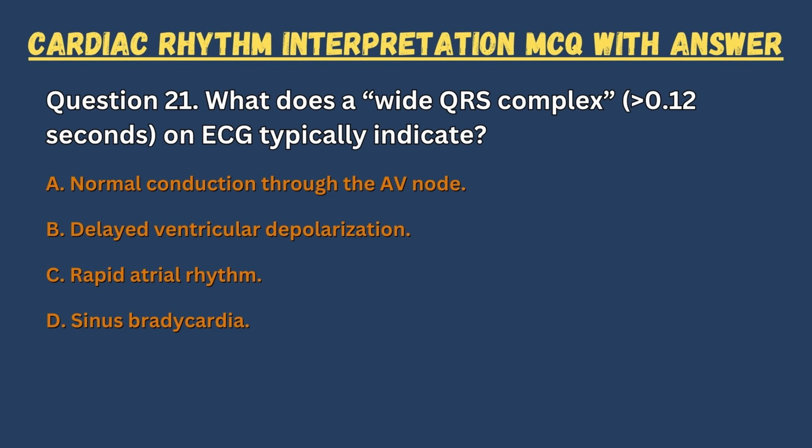Question 21. What does a wide QRS complex greater than 0.12 seconds on ECG typically indicate? A. Normal conduction through the AV node. B. Delayed ventricular depolarization. C. Rapid atrial rhythm. D. Sinus bradycardia.